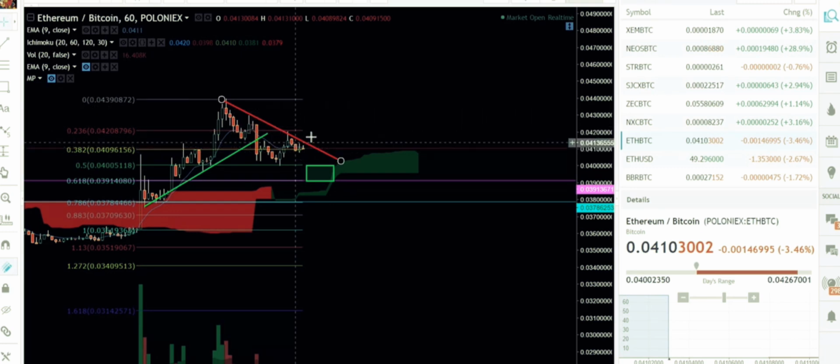If this thing comes out of here and tags to this point right here, then we just made a high that was higher than the last high. You know what I'm saying? The one before it was a little bit lower. So we're breaking that small mini corrective downtrend.